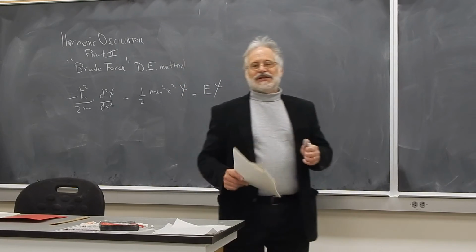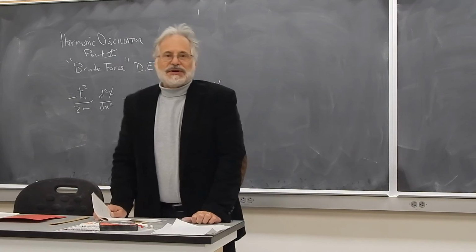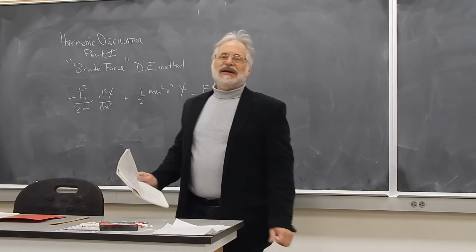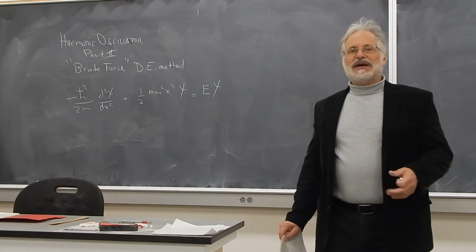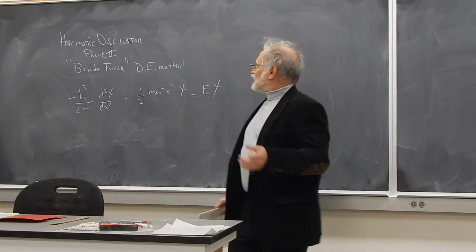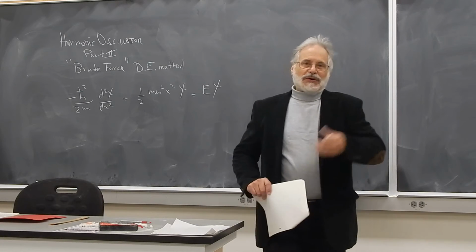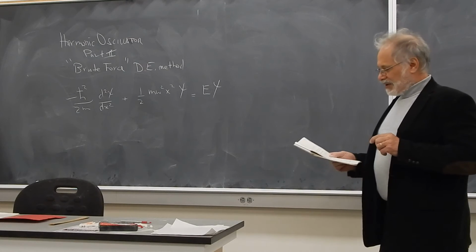Last time we solved the one-dimensional harmonic oscillator in the Schrodinger equation using the raising and lowering operators, the sort of elegant algebraic method. Today we're going to do the brute force differential equation method in part 2 of the harmonic oscillator. So we'll start again with the Schrodinger equation.